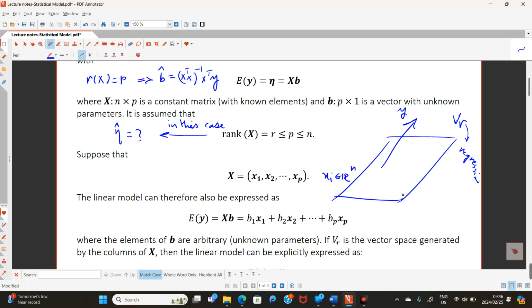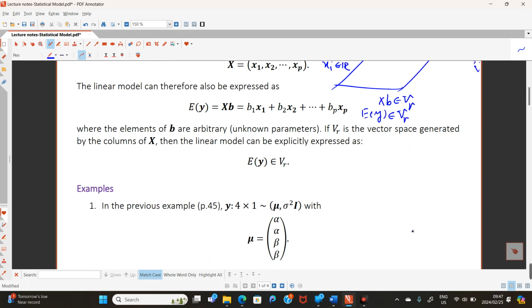So we want to see how we can estimate eta. Since V_R is generated by the columns of X, the estimation of eta must be in V_R. Therefore, XB is in V_R, or better say, we want to estimate B in such a way that the expected value is in V_R. And this is the purpose.